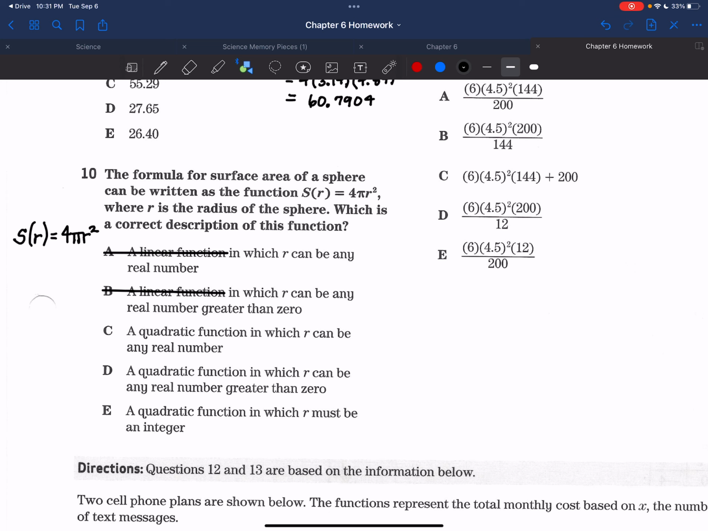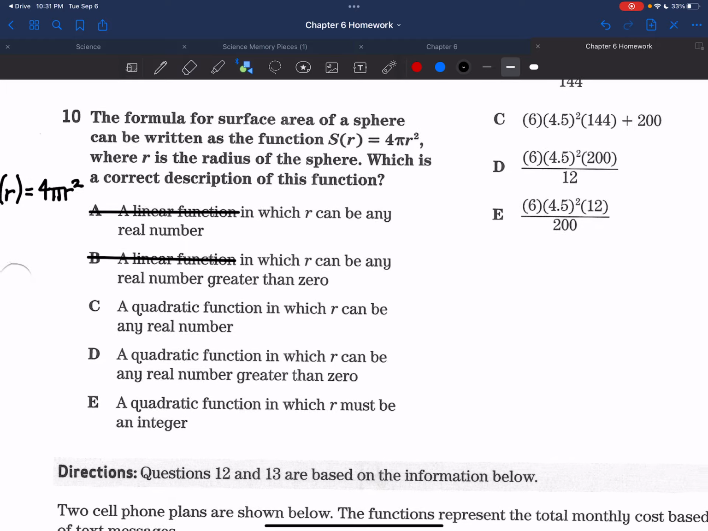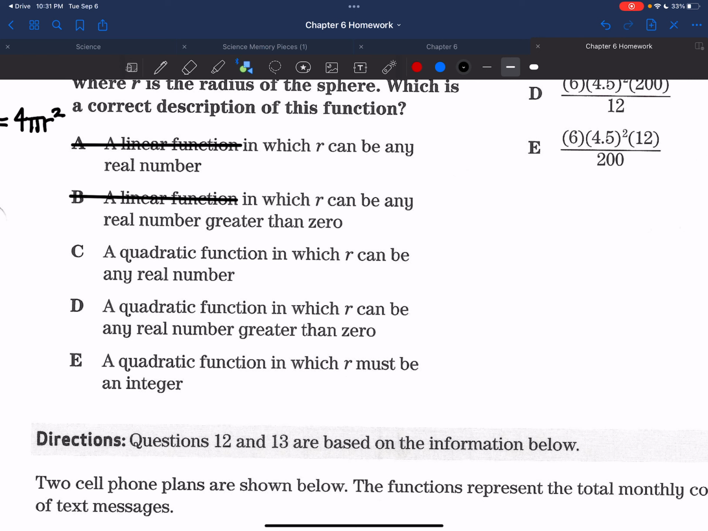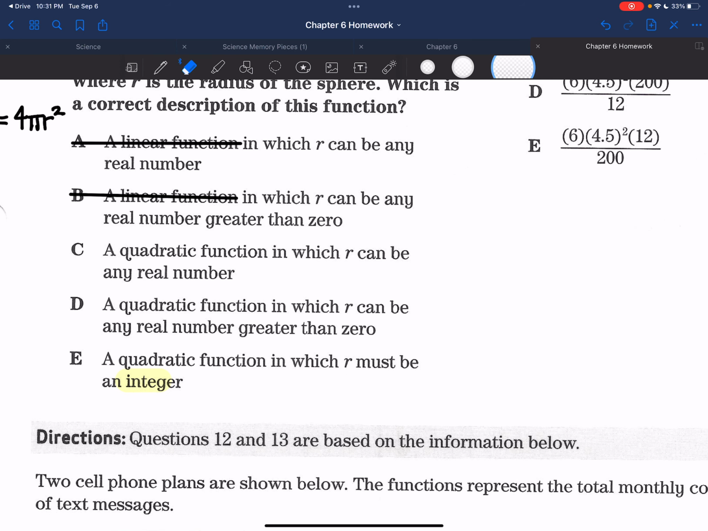C says a quadratic in which r can be any real number. D says a quadratic in which r can be any real number greater than 0. And E says a quadratic function in which r must be an integer. So let me just tell you why it's not E. An integer. Let's focus on that word just a minute. That is a whole number, basically. It cannot be a fraction or a decimal.